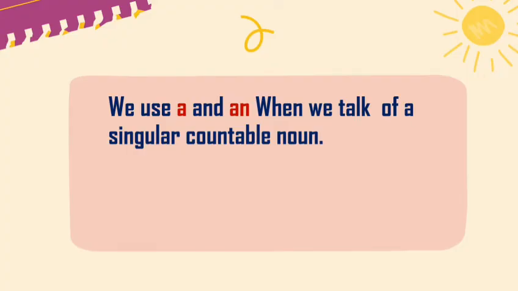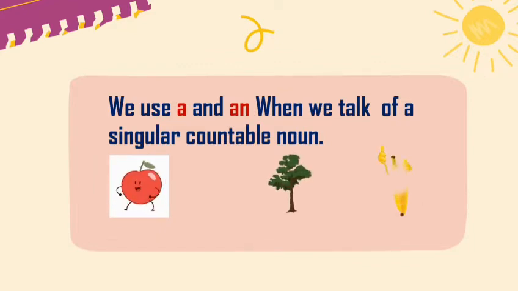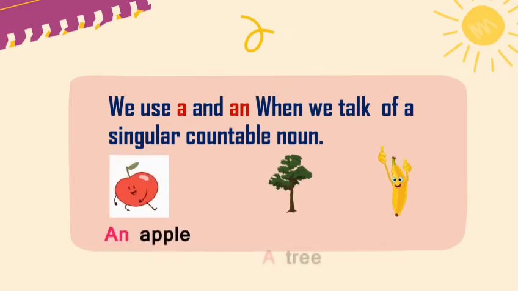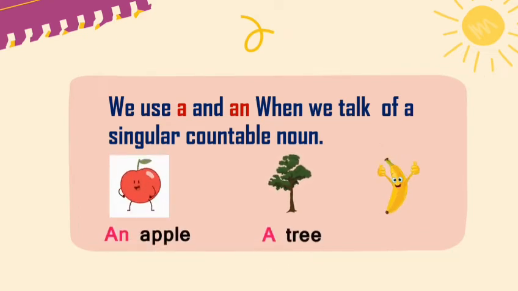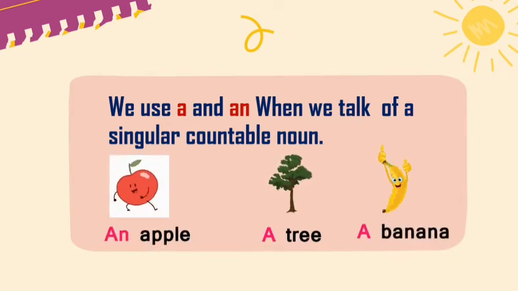We use a and an when we talk of a singular countable noun. Let us try to understand with the help of some examples. An apple, a tree, a banana.